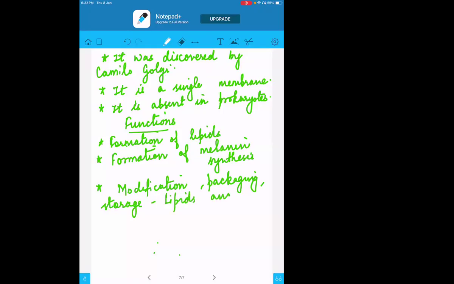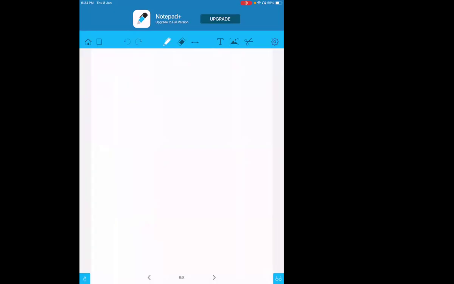Lipids and proteins will be formed by the ER. Those changes which are required, or which need to be packed, which need to be stored, will be done by the Golgi. So that is the place where the modification of lipids and proteins, packaging of lipids and proteins, and storage of lipids and proteins will be done. It is the site for assembly of new membrane material. So here the new membrane material will be assembled.